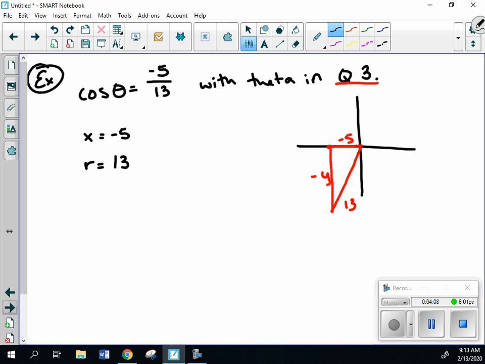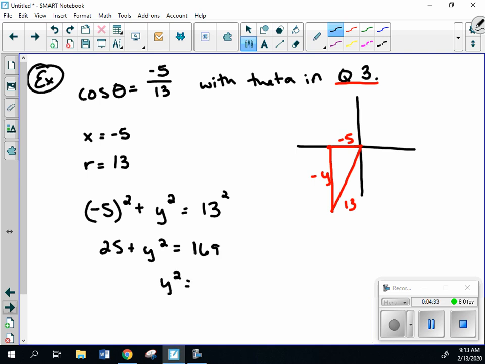So we can use Pythagorean theorem in order to calculate what the y value should be. So we have -5 in parentheses squared plus y squared equals 13 squared. Technically, yes, it's a negative, but I'm going to leave it like this and then just add the negative in from the end. So I have 25 plus y squared equals 169. Y squared is then 144. Y is 12. But again, because we're in quadrant 3, it's actually a -12. So based on this, now I can just go through and find all of my different trig functions.